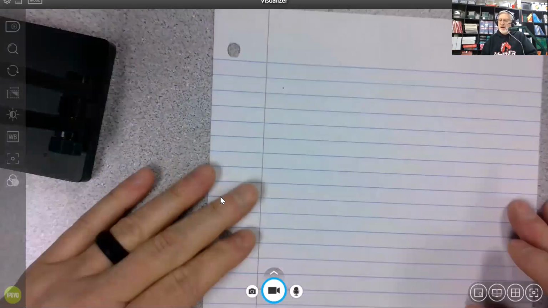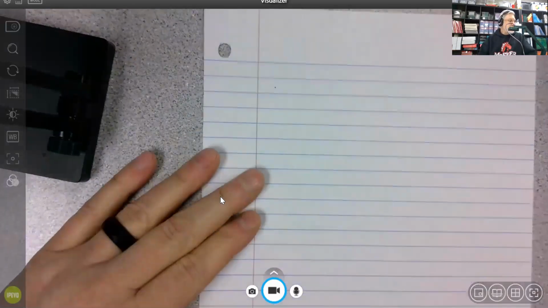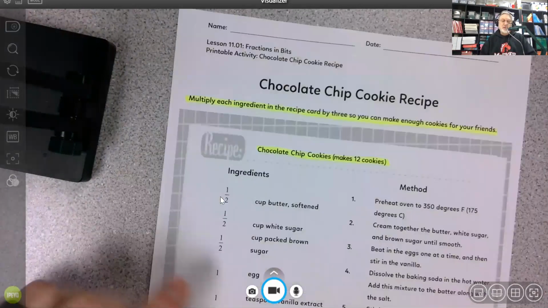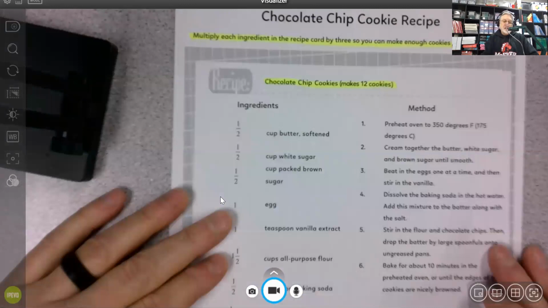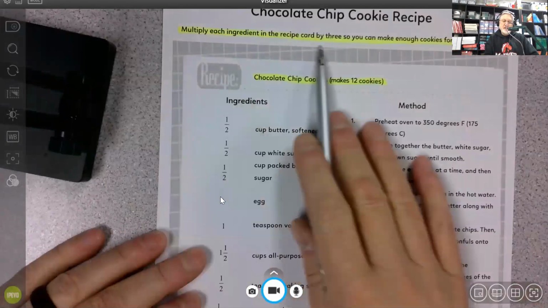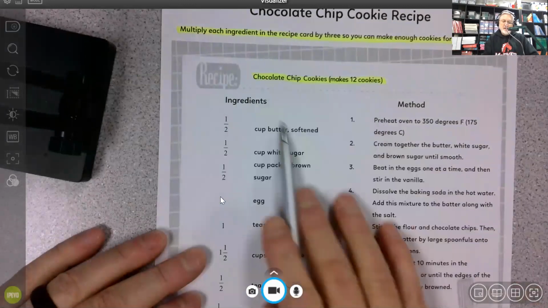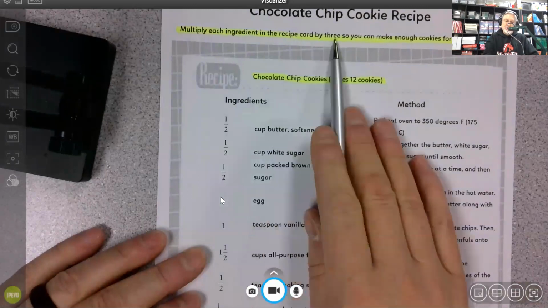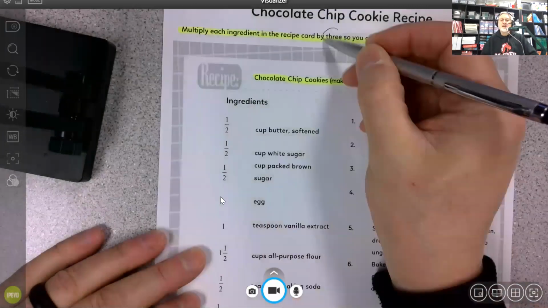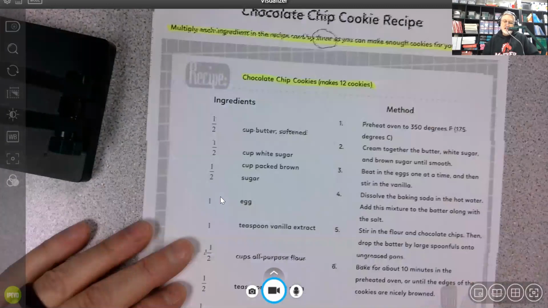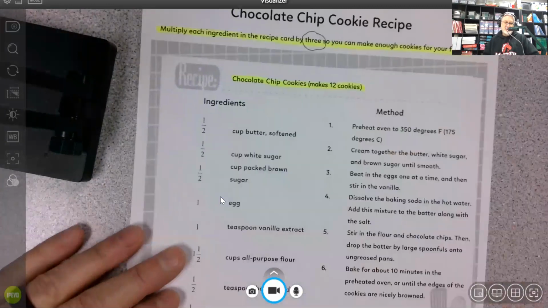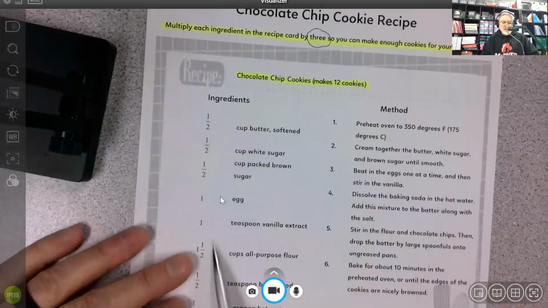So I want to show you a recipe that they have in this lesson. It's a chocolate chip recipe. And it talks about multiplying each ingredient. So each ingredient here by 3. All right, I'm going to circle that. It's an important word so that I can make enough cookies for my friends. So I want to take each one of these ingredients.